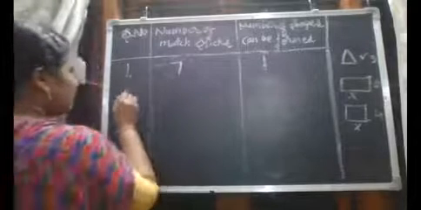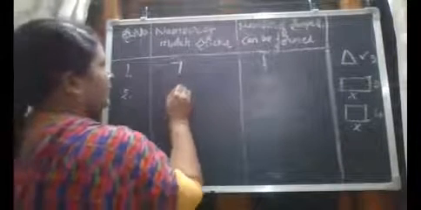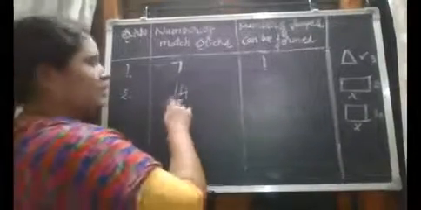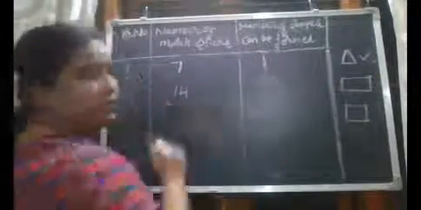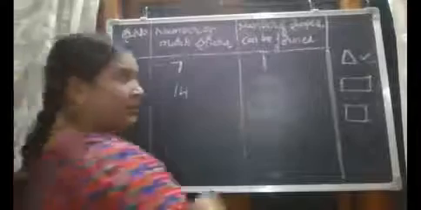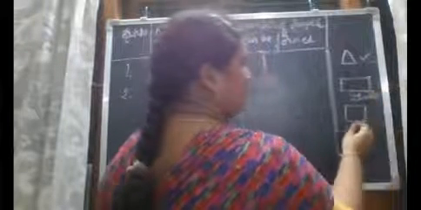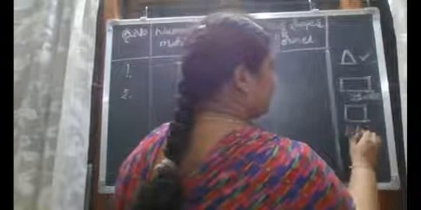Okay, children, next problem. 14. In a similar way, we need to check. 14 is bigger than 3, so we can make a triangle. And for the rectangle, what do we need to do, children? We need to check in the 2 table. And for a square, we need to check in the 4 table.